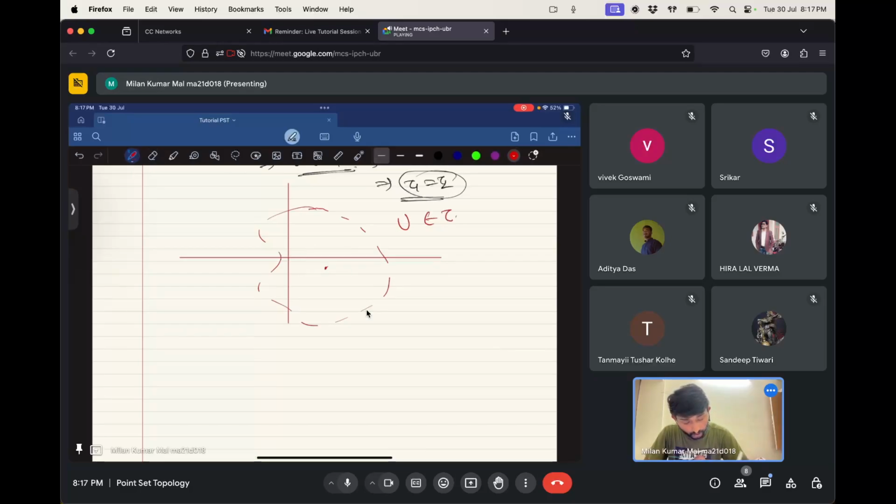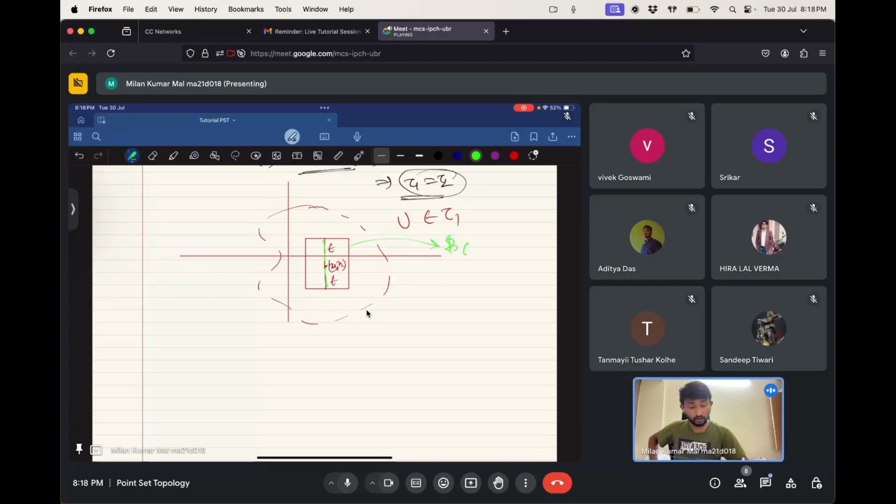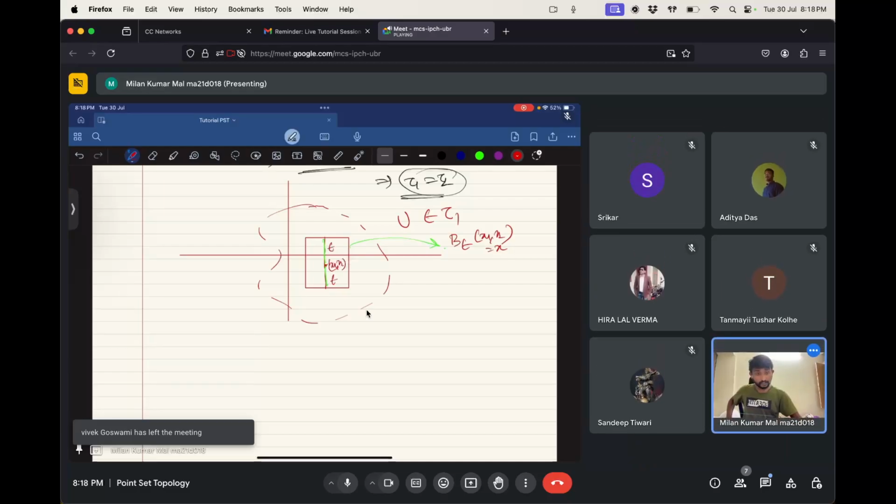This belongs to tau 1, so I will have an epsilon 1. If x1 comma x2 is here, then this side will be epsilon, this will be epsilon, this will be epsilon, and this will be epsilon. This is the box. I am writing B epsilon of x1 comma x2. This x1 comma x2 is our x.